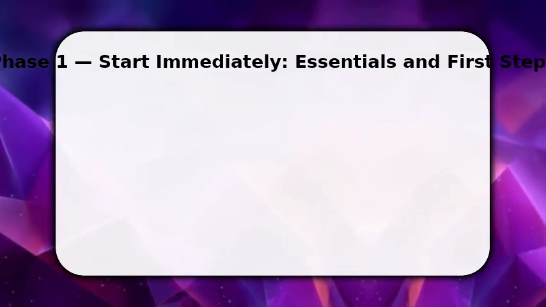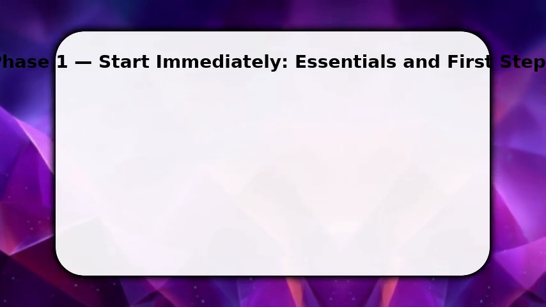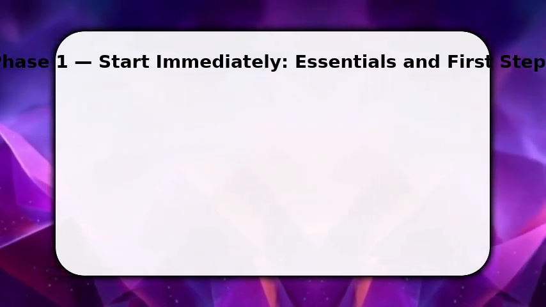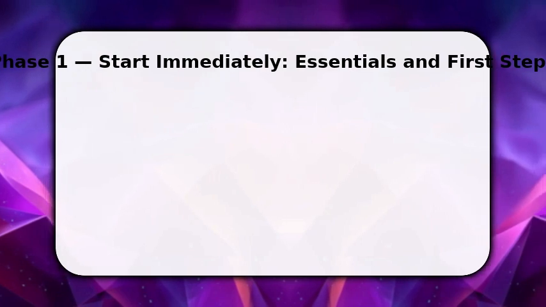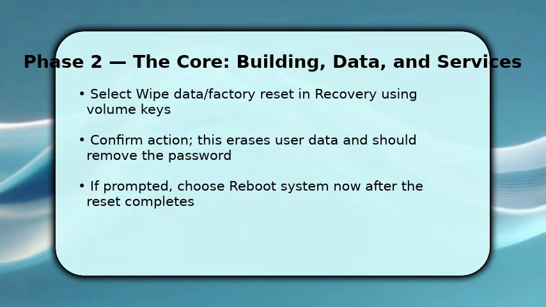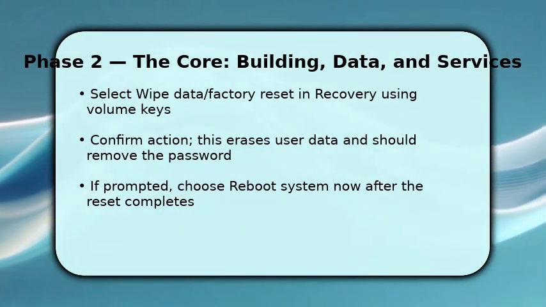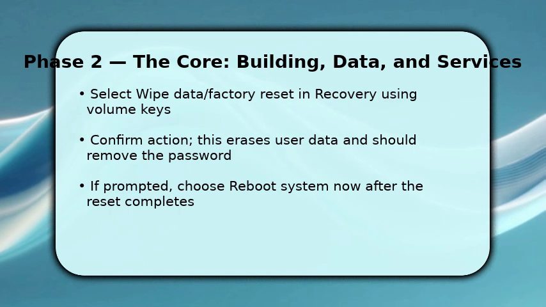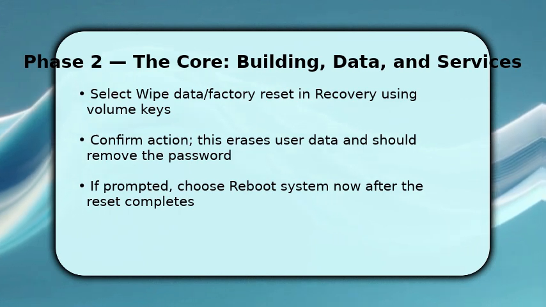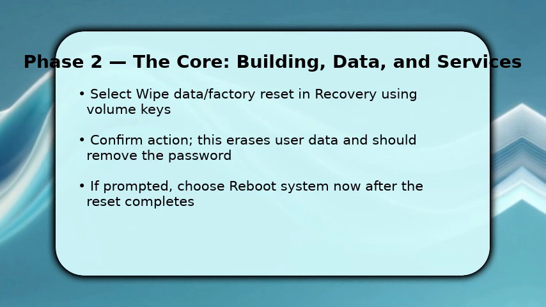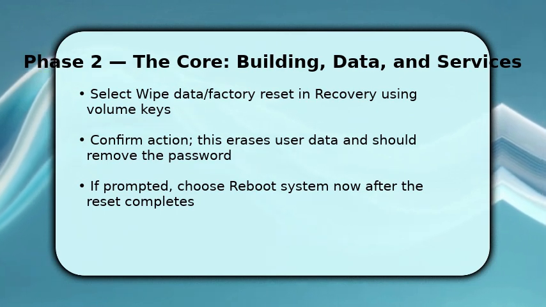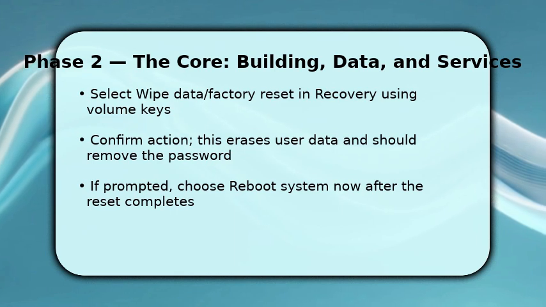It prepares the device to accept system-level commands, so the next steps can wipe the lock without partial failures or data corruption. Once in recovery, navigate to Wipe Data or Factory Reset and confirm. This clears user partitions and typically removes screen locks. You do this because the lock is stored in user data, and a full wipe restores default security settings.